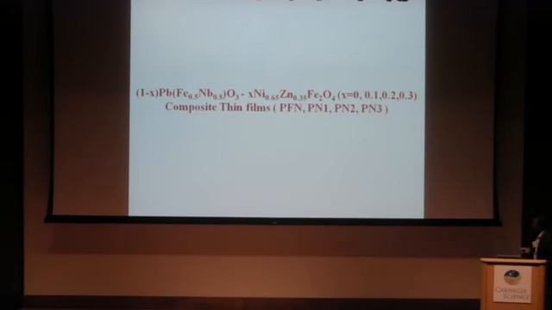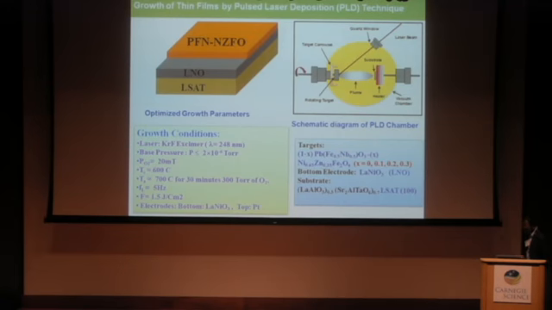So this is our (1-x) PFN, x NZFO, where we have synthesized 10%, 20%, 30%, which can be abbreviated as PN1, PN2, and PN3 throughout the talk. We have synthesized single layer thin films, because previously we synthesized some multilayer films, but due to substrate clamping, we could not get such high magnetoelectric coupling. So that's why we plan to grow single layer thin films with a PFN and NZFO composite.